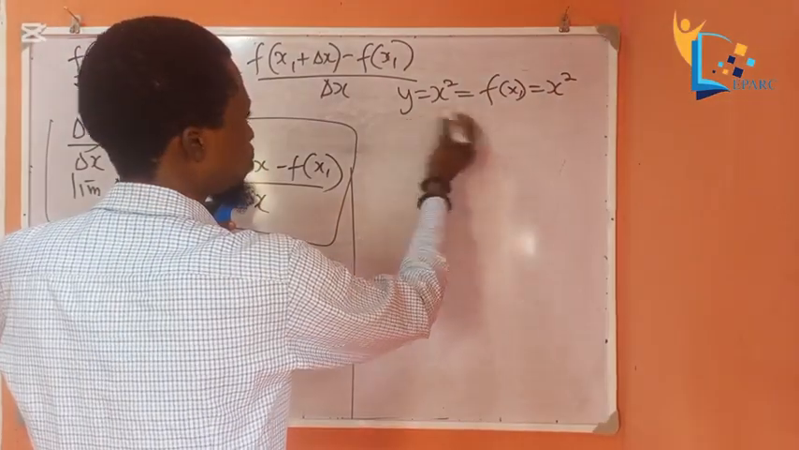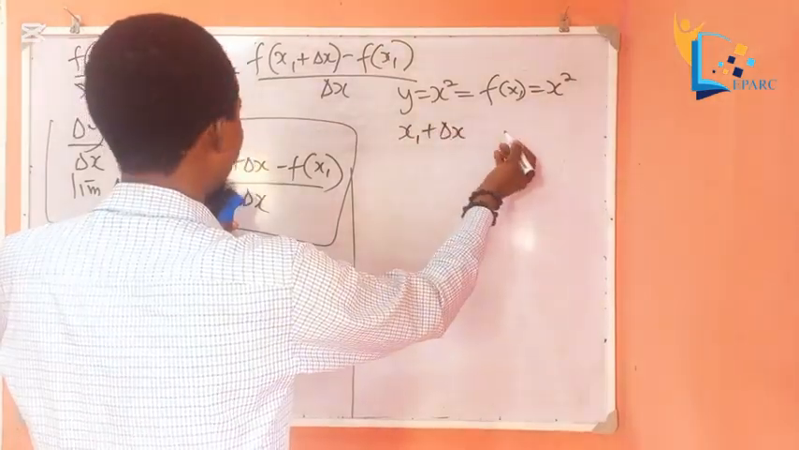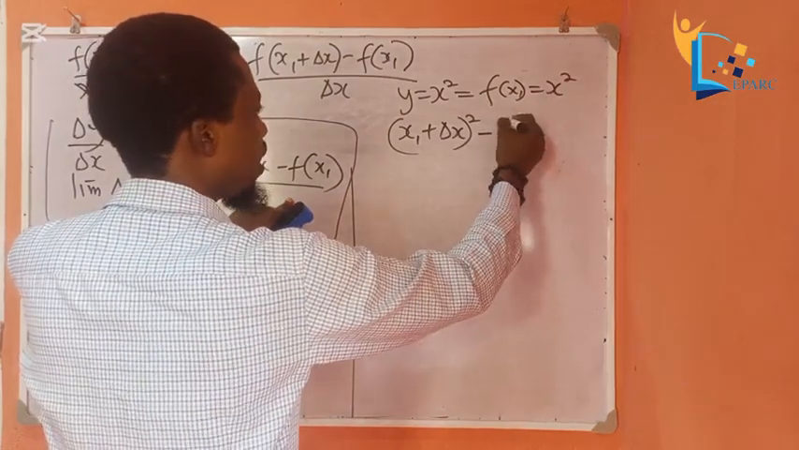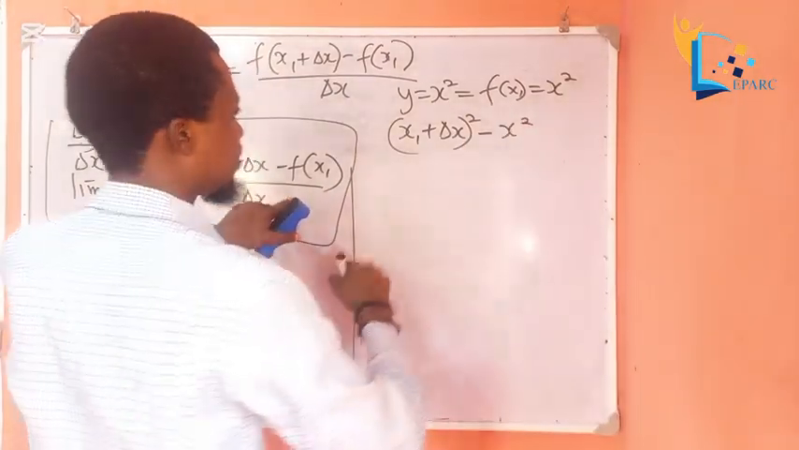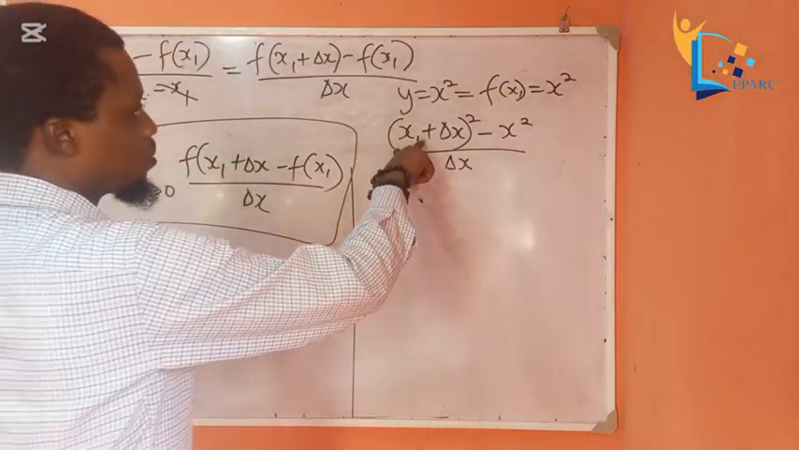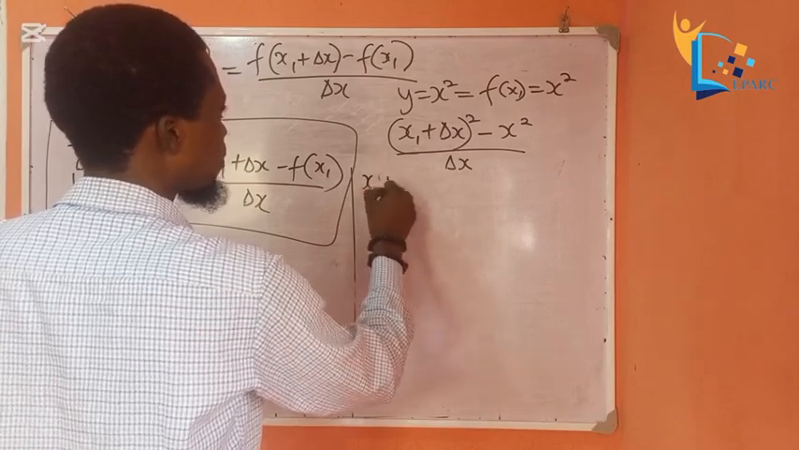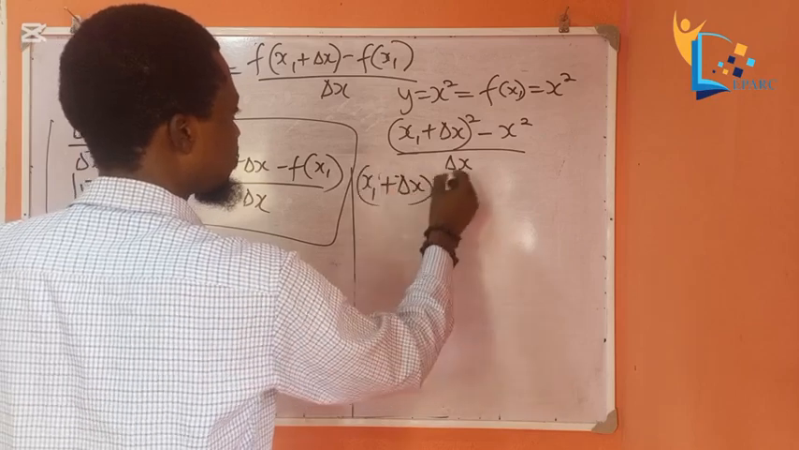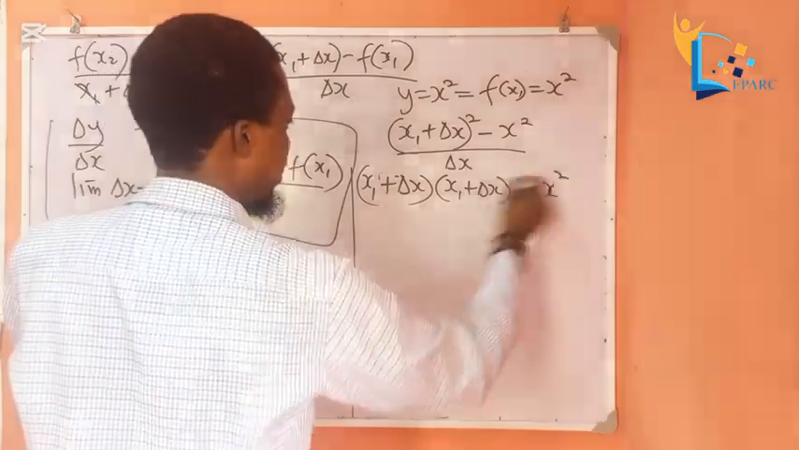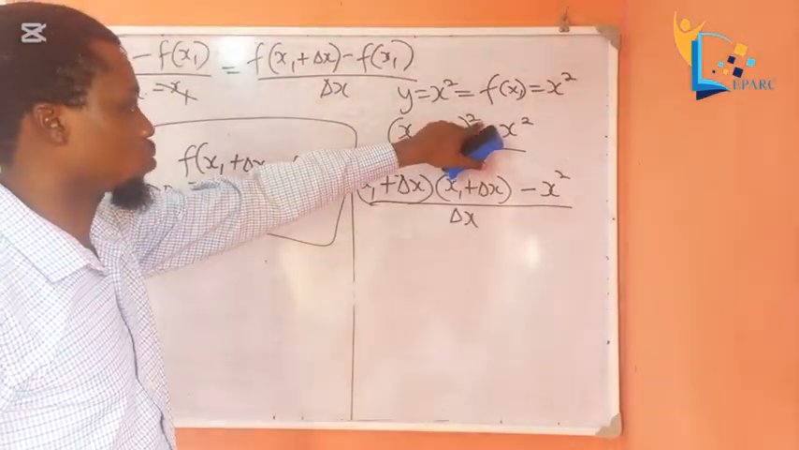x squared will now be (x plus delta x) squared minus x squared, all over delta x. Are we together? Now, this one will open up. It's the same thing as saying (x plus delta x)(x plus delta x), minus x squared all over delta x. We just open this up because of this square.